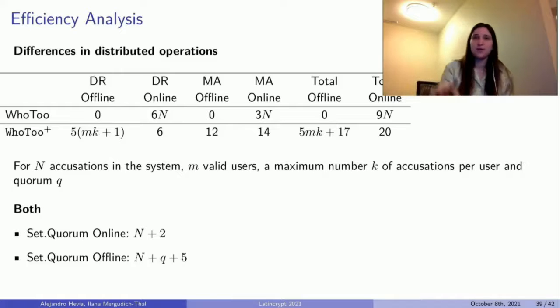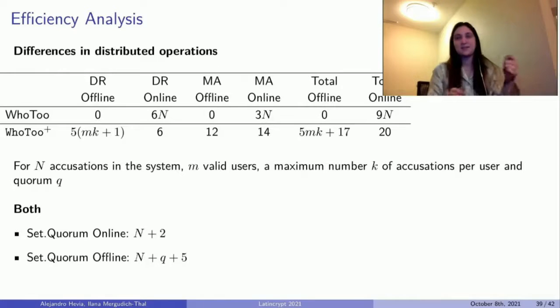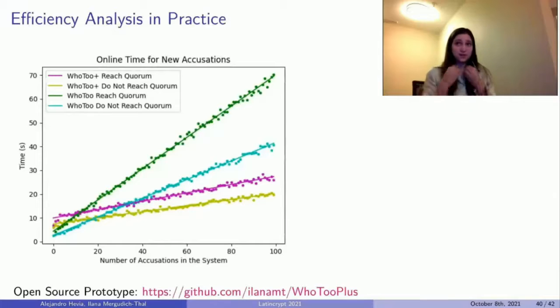But in these two components, the duplicate revision, that is DR here, and the matching accusations, MA, we did reduce it from a linear amount to a constant amount, and that is a significant improvement. And in practice, we can also see this improvement.